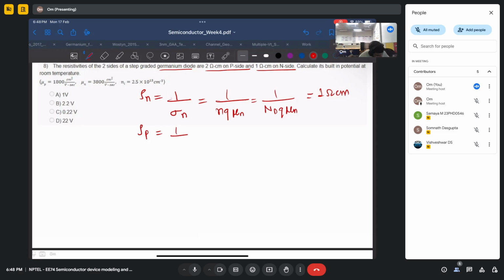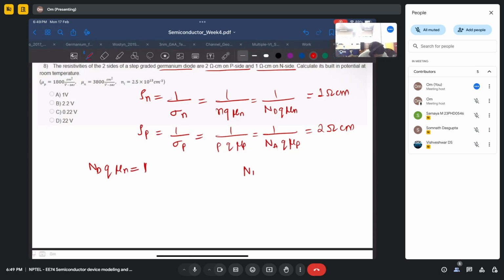Similarly, rho p is 1 upon sigma p, which is 1 upon p q mu p, that is Na q mu p, which is 2 ohm centimeter. So I have to find Nd and Na here. If I substitute the values, Nd q mu n is 1 over 1, equals 1. I'll skip the units for now. Na q mu p is 1 by 2.